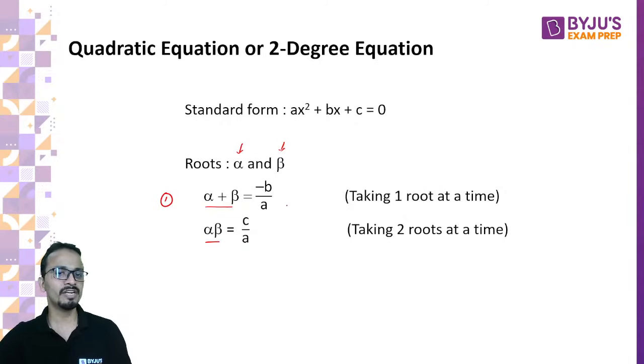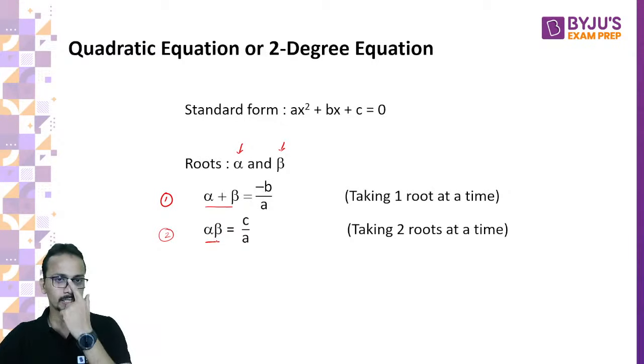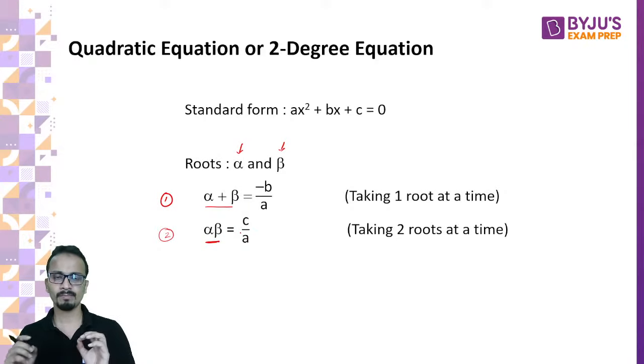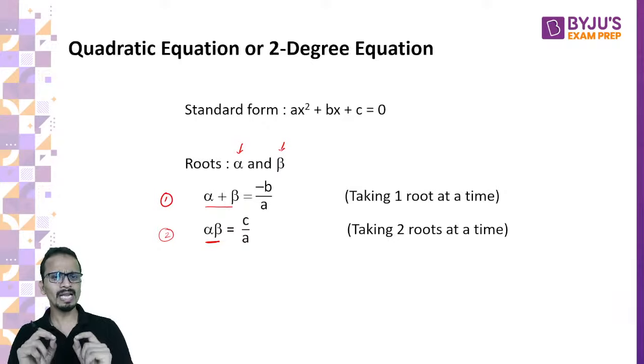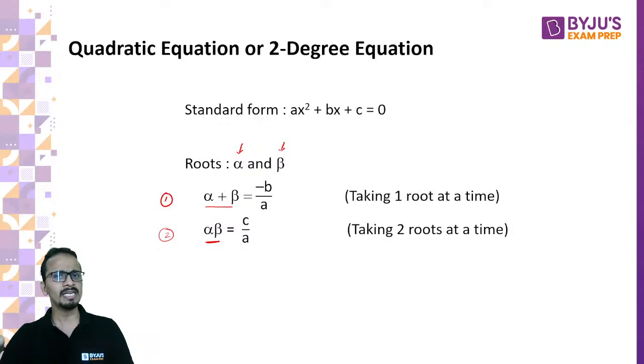So I can refer to it as the sum of the roots taking one root at a time. In the second case, what I've done is I've taken two roots at a time. Since this equation has only two roots, I'll take both roots together. So alpha into beta, we calculate the product, and it will be C upon A. Now you will understand what I'm trying to say, by taking one root at a time and two roots at a time, in the next case.